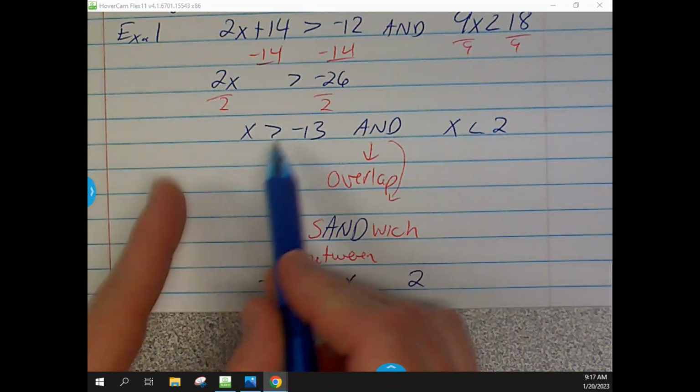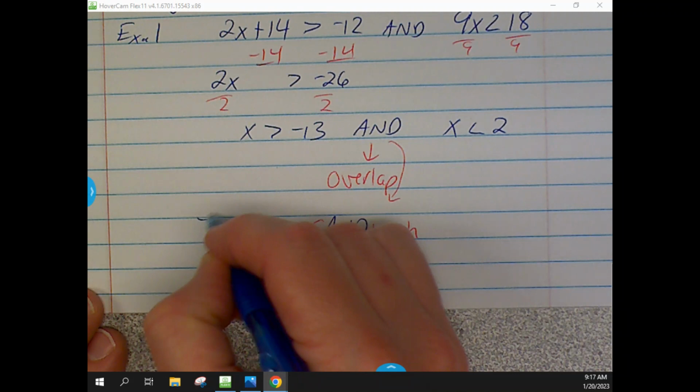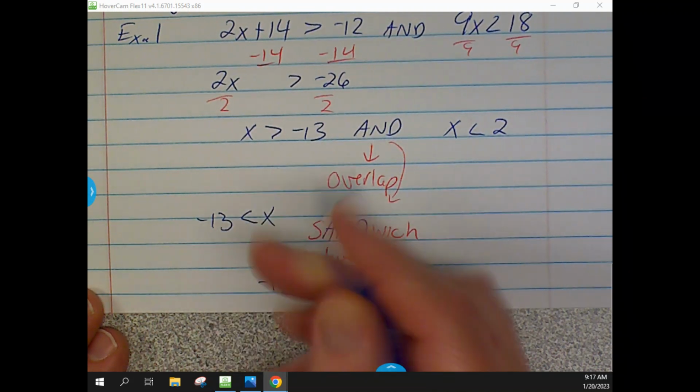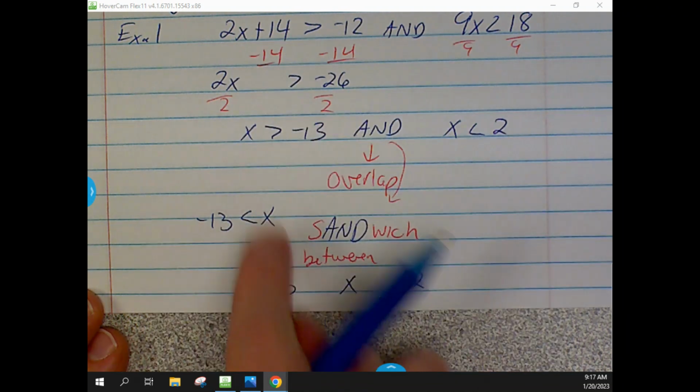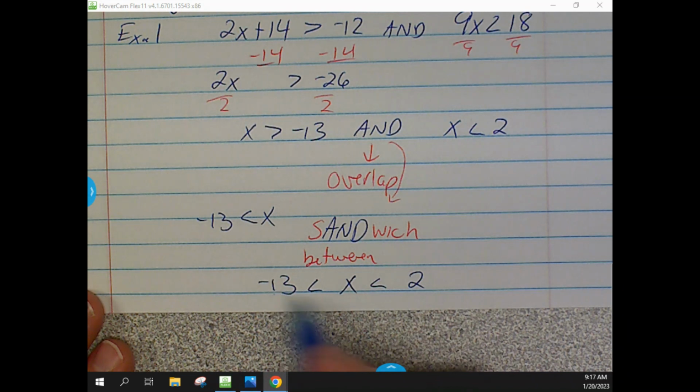And to get this one, because we've got the x's first, now we're going to put the negative 13 first. So if you do that, this arrow still points at the 13. The alligator is still going to eat the x just because we flip it around. It's still going to go the same way. So now x is sandwiched between negative 13 and 2.